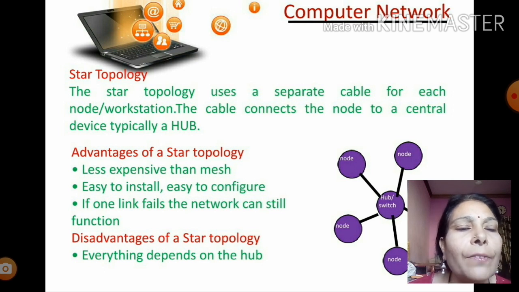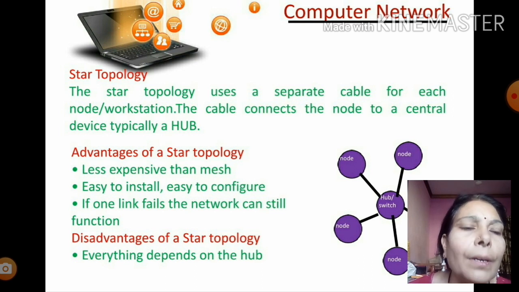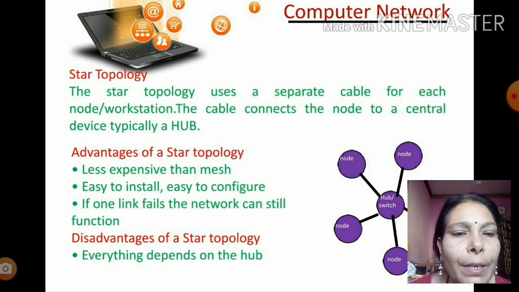The main disadvantage of this topology is the dependency on the central node, because all the nodes are connected with the central computer, that is the central node. So if the central node is faulty, suppose a problem occurs in the central node, then the whole network will stop, because all the nodes are connected with the center node. If the fault occurs in the center, the other nodes will not work. So that is the main disadvantage of the star topology.